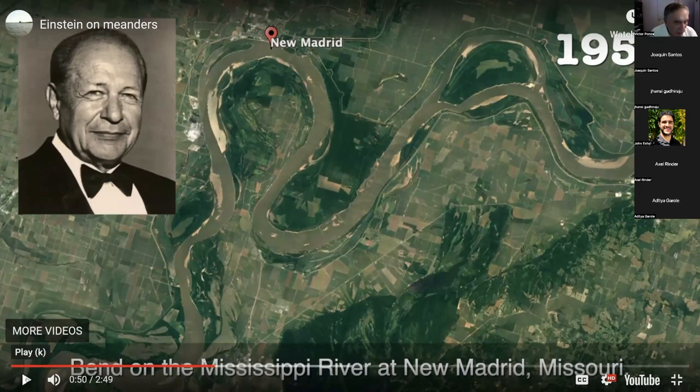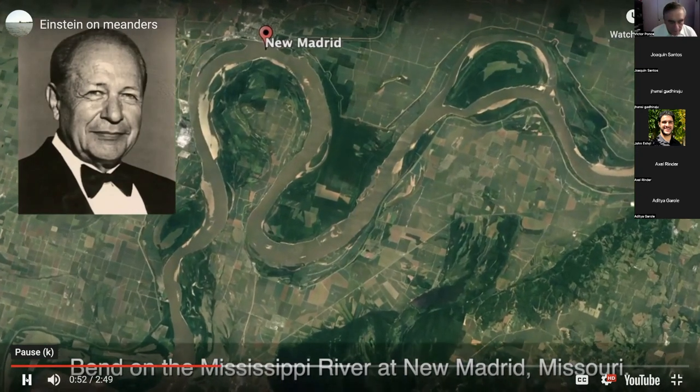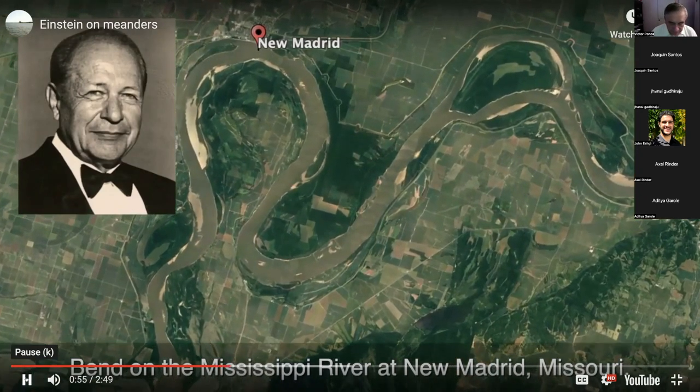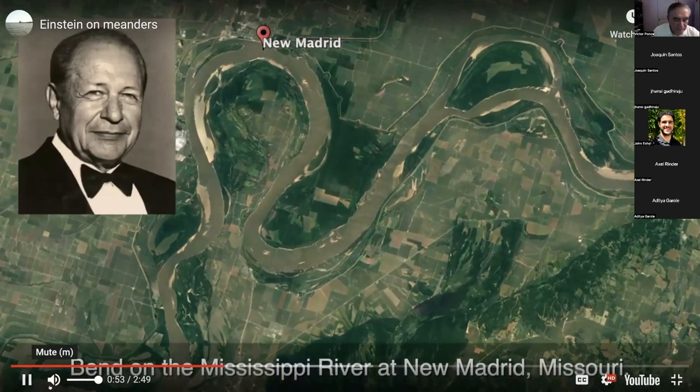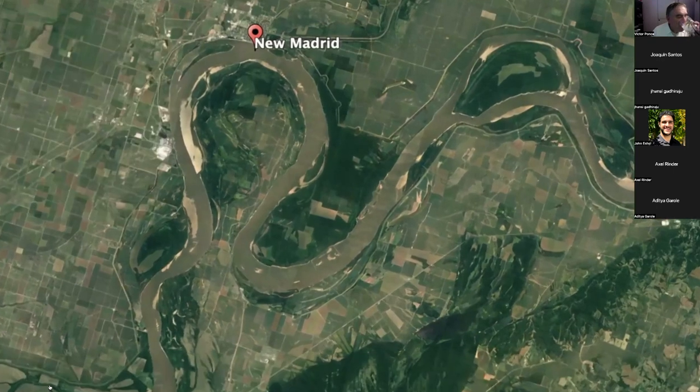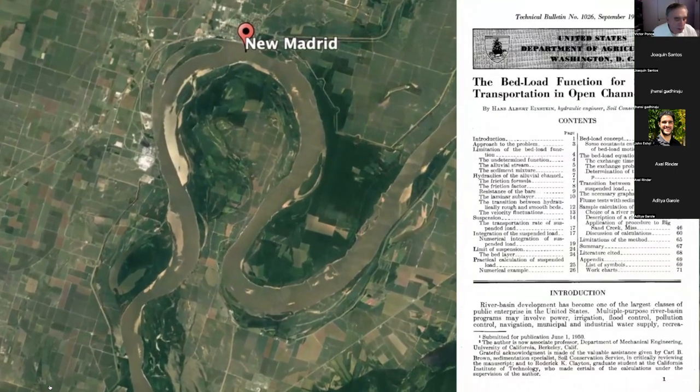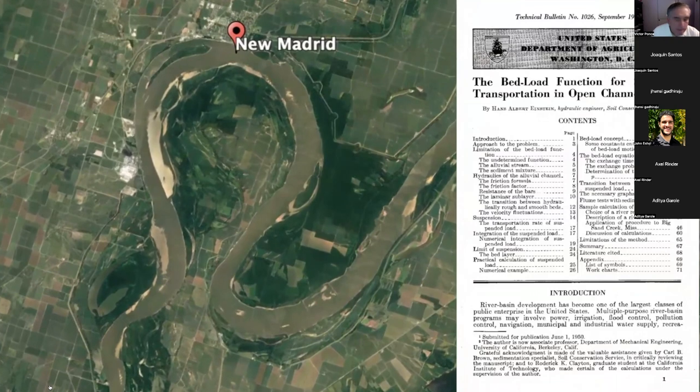Okay, so this is Professor Einstein. Einstein made his mark in the nascent field of sedimentation engineering with his paper on bed load transport, the forerunner to the methods that are now used in practice.